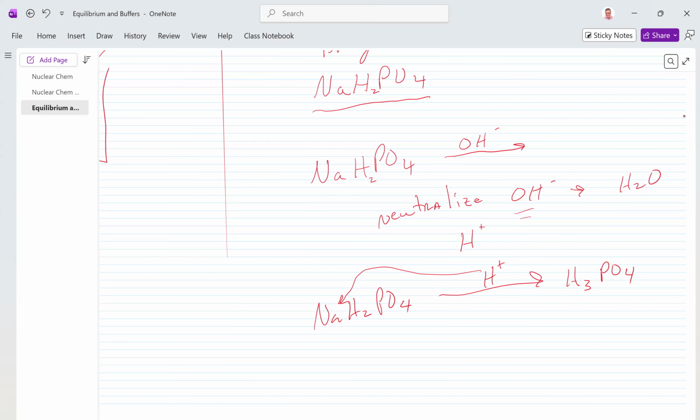It neutralizes the onset. If you throw in OHs, we're going to neutralize it with an H. If you throw in an H, we're going to neutralize it by absorbing the H into the H2PO4 forming H3PO4. So that's the way of the buffer.